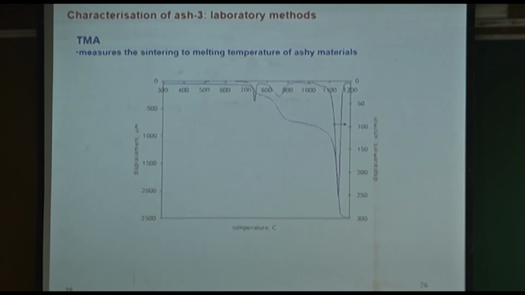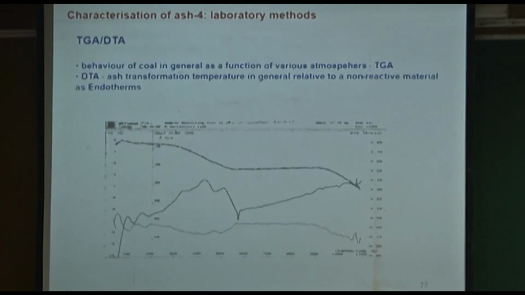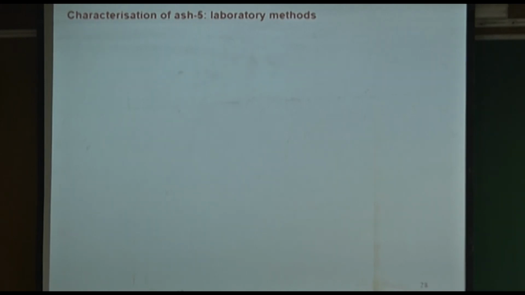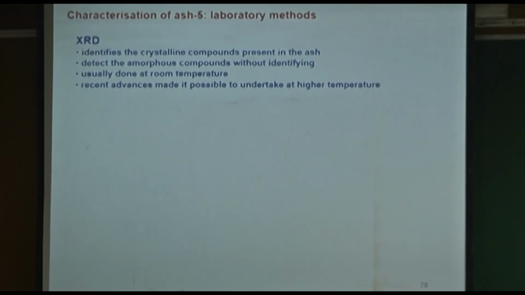So TMA is a fantastic measurement technique. TGA, DTA obviously can also do the same thing to some extent, but it depends on the TGA. Not all TGA will go to very high temperature. And then X-ray diffraction, but it only identifies the crystalline compounds. It detects the amorphous compounds as a blob, but without identifying what they are. Usually done at room temperature, but these days high temperature XRDs are becoming more common.